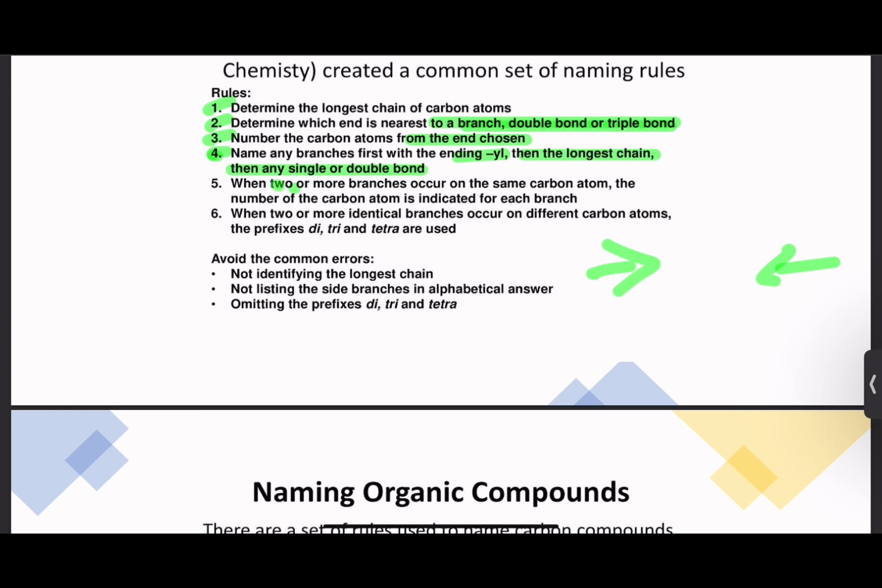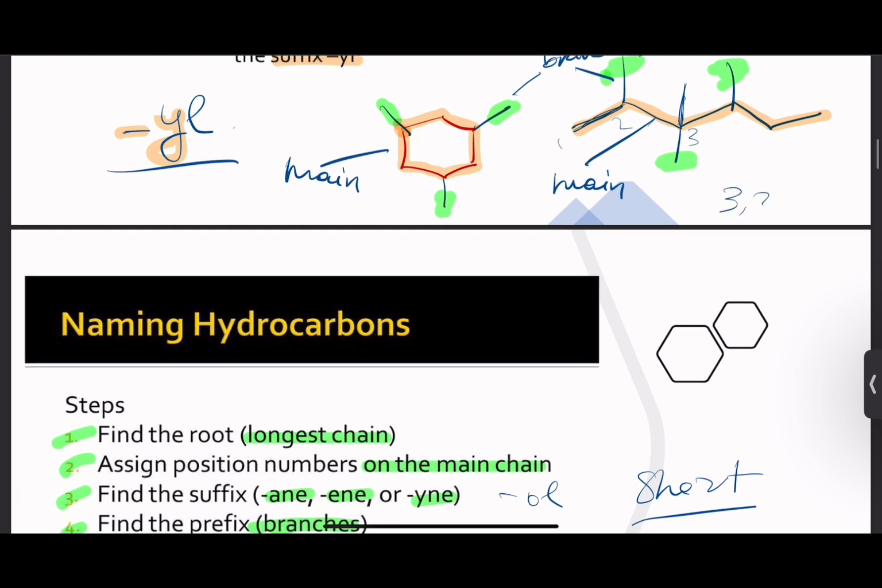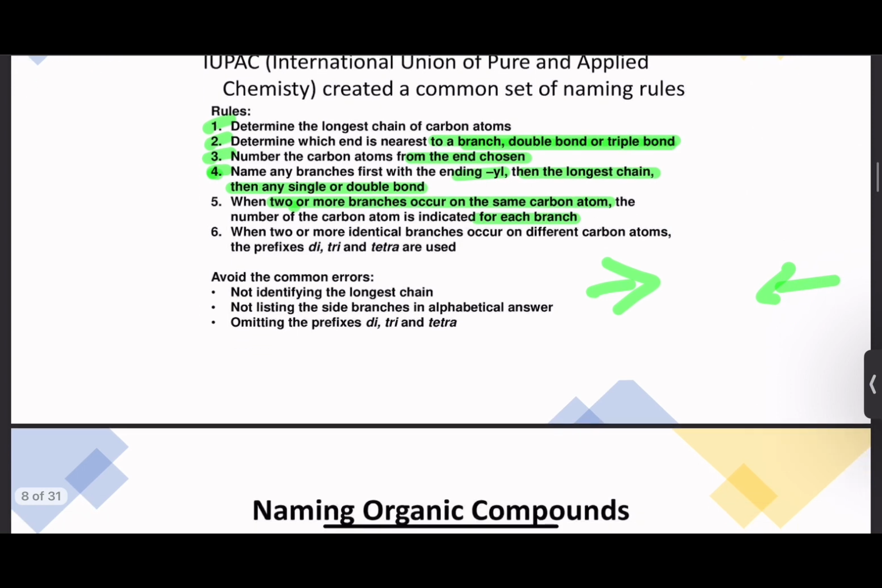When 2 or more branches occur on the same carbon atom, the number of carbon atoms is indicated for each branch. So if you have, for example, like this one in here, if I had another branch in here and this carbon is like 1, 2, third carbon, I would still say 3 and 3. I would mention each branch separately. So this is rule number 5.